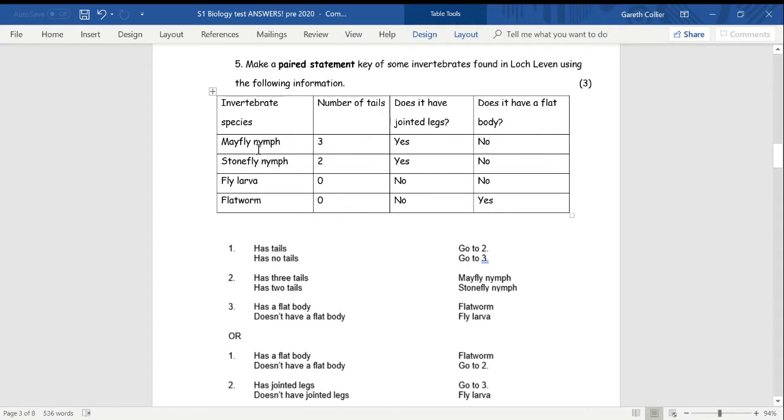So has a tail would be mayfly and stonefly nymphs. So to find out which one you were looking at, you would have to go to question 2. Has 3 tails or has 2 tails? So if you'd never seen a mayfly nymph before, which could easily be possible, you could look at it and go, well, it's got at least 1 tail. It's got 3 tails. That's a mayfly nymph.